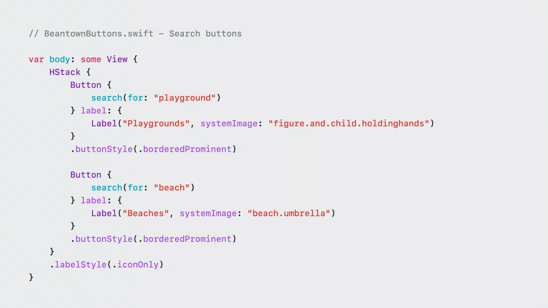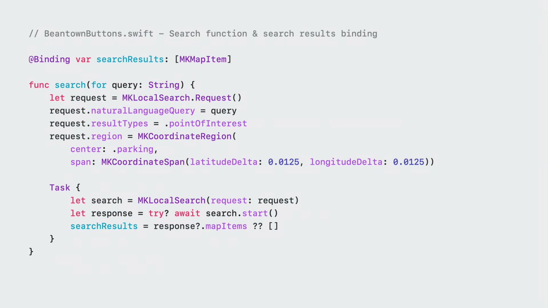Earlier today, I made a little Beantown Buttons view. Tapping a button calls a search function with a simple query, either playground or beach. The search function uses MKLocalSearch to find places near the Boston Common parking garage and writes the results using a binding.